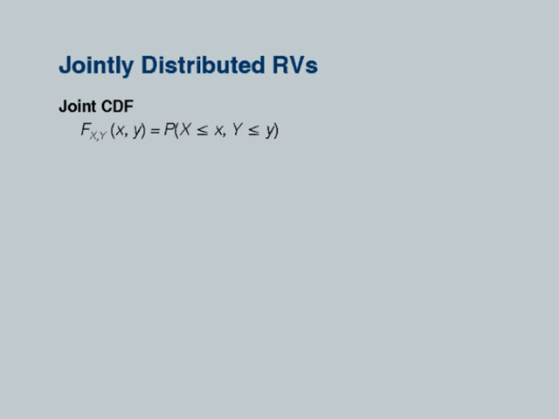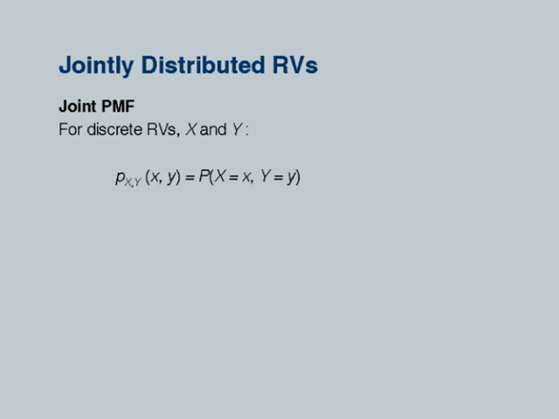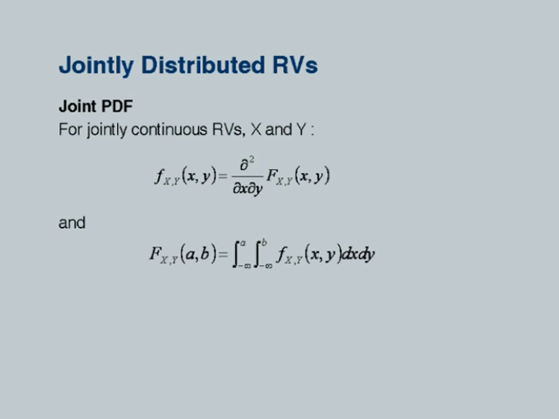So joint CDFs we express this way, very similar to the CDF of a single random variable. Here you have a joint probability of x being less than or equal to small x and y being less than or equal to small y. Similarly, we also have a joint probability mass function, x being equal to x and y being equal to y. Similar notations, we have two random variables as the subscript and two values of those random variables in that order within the parenthesis. And also a joint PDF, which is obtained by taking the partial derivative twice of the CDF with respect to x and with respect to y.